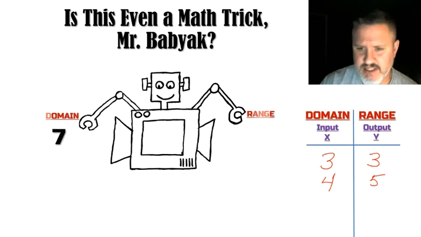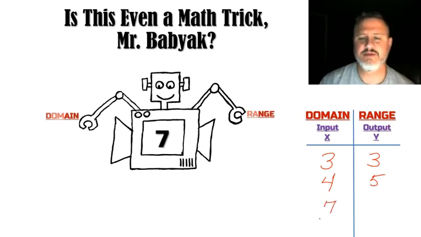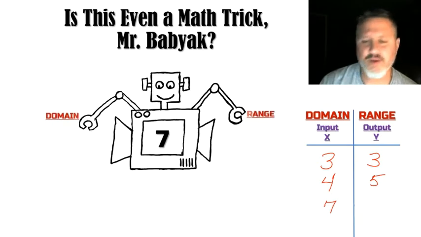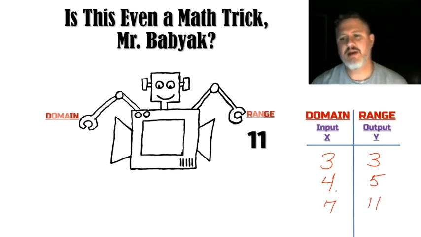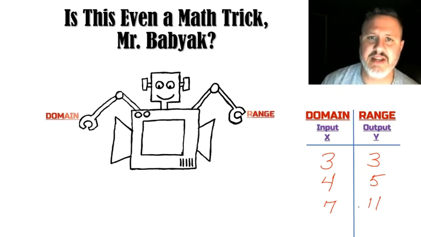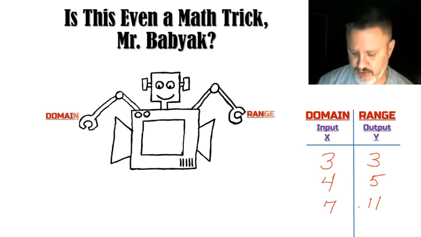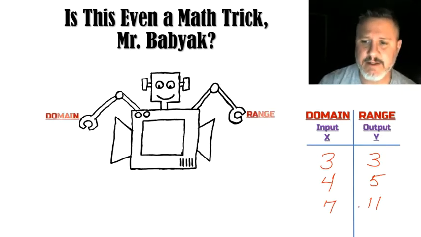A 7 is going to go in the number machine. And what is a 7 going to turn into? See if you can figure this one out. If you want to hit pause, you can. But I'm going to go on with a trick. A 7's going to turn into an 11. So think about it. How do you go from 3 to 3, 4 to 5, and 7 to 11? And here's your hint. Sometimes you can use a combination of adding, subtracting, multiplying, and dividing.